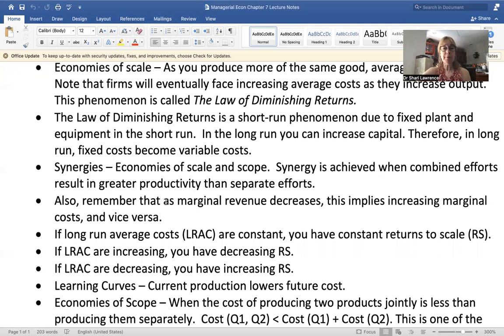Okay, and then also remember in this chapter, they're talking about marginal revenue and marginal cost again. So remember from a prior chapter, marginal revenue is the increase in revenue from the increase in production of one product.